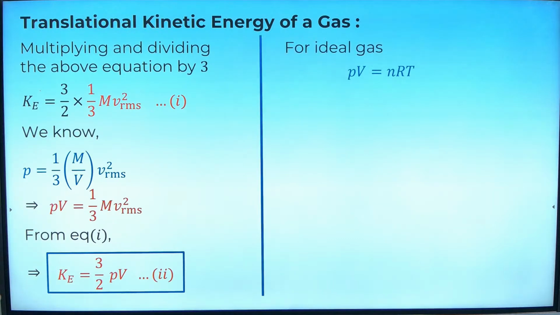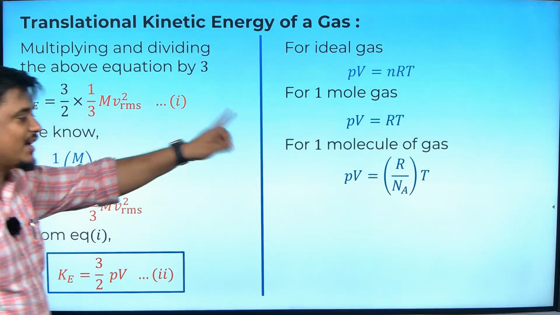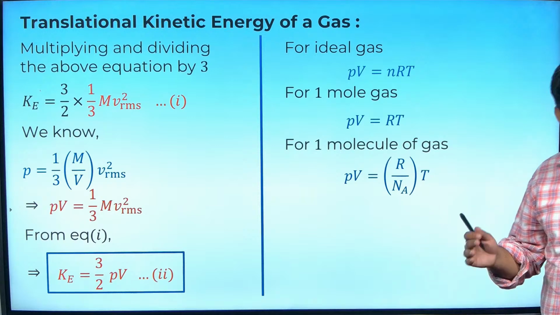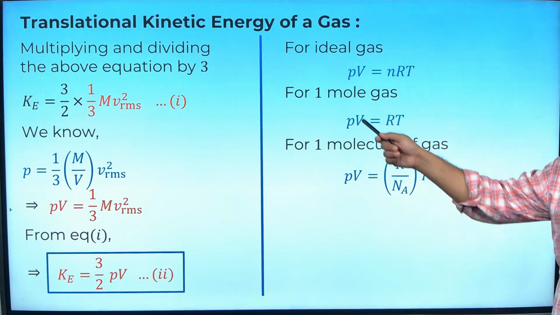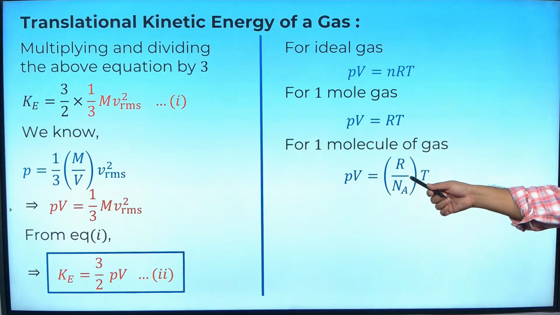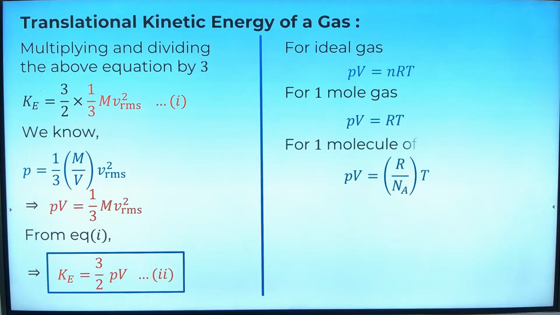Next, for ideal gas, PV is equal to nRT. For 1 mole, PV is equal to RT. And for 1 molecule, PV is equal to R by Na into T. This you know or not? Don't know this relation between moles and Avogadro number? Chemistry, anything you should know. So for 1 mole, PV is equal to RT. For 1 molecule, PV will be equal to RT divided by Na, Avogadro number. If you don't know this relation, you should know. Yeah, 6.02 into 10 power 23.